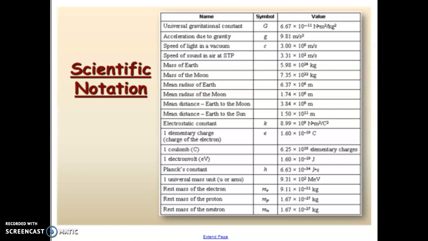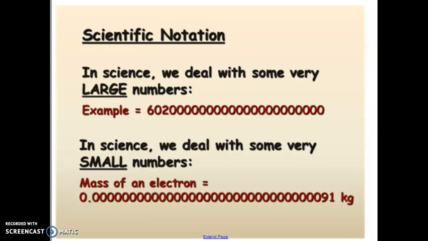Or something that's very, very small, such as the mass of an electron. Right? Very, very, very small quantity. So we have a different way of expressing our numbers in a way known as scientific notation. Now, you've probably seen this in grade 9 or grade 10, but we're going to go over it this time. And it's going to be taught as if you've never seen this before, so don't worry, okay?